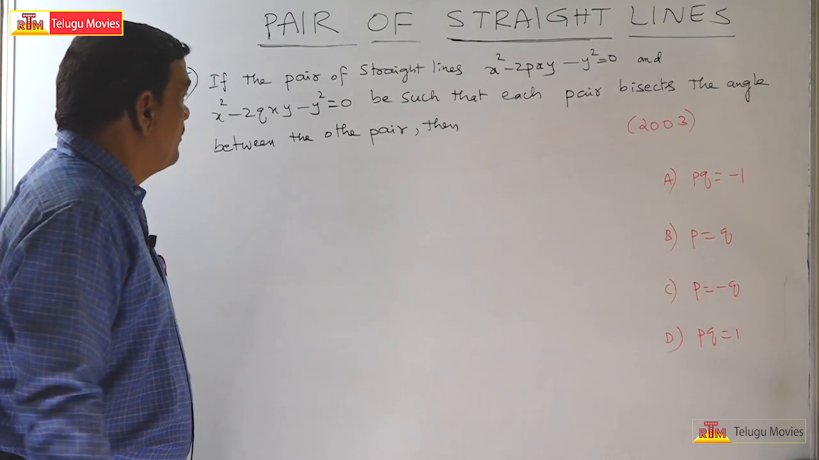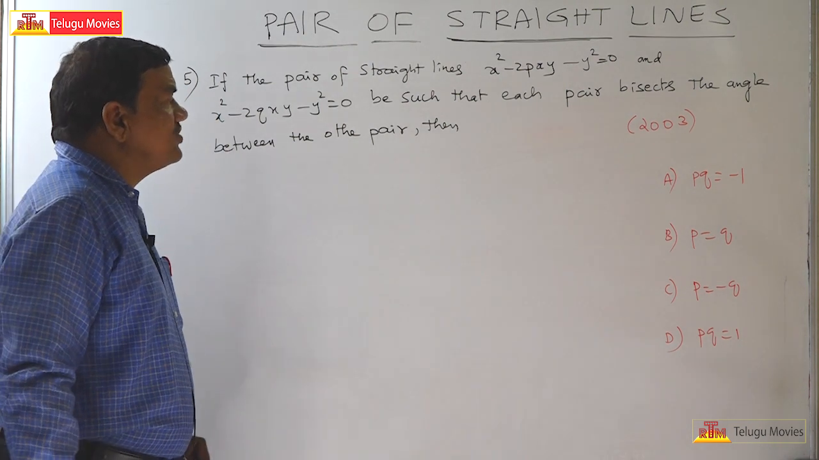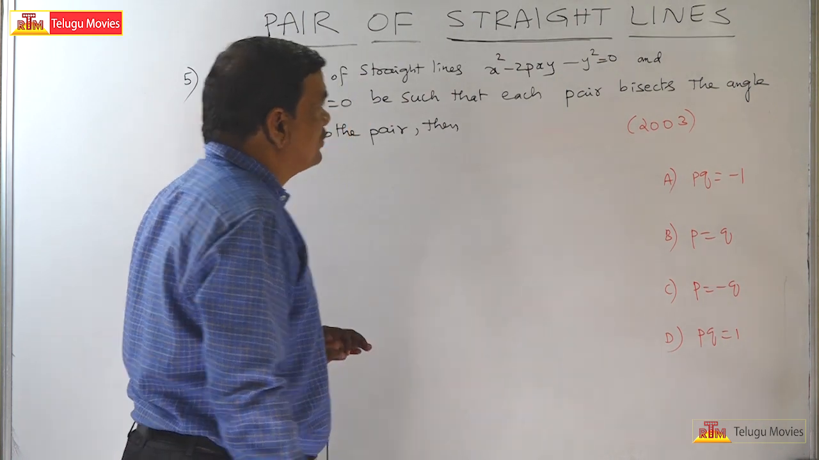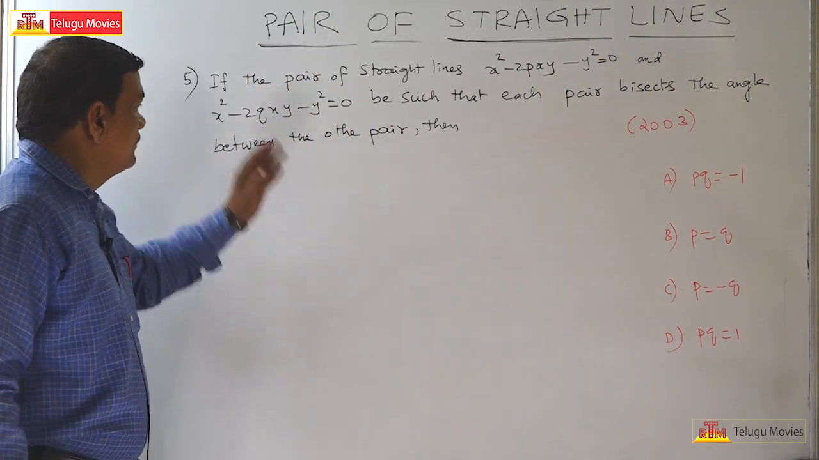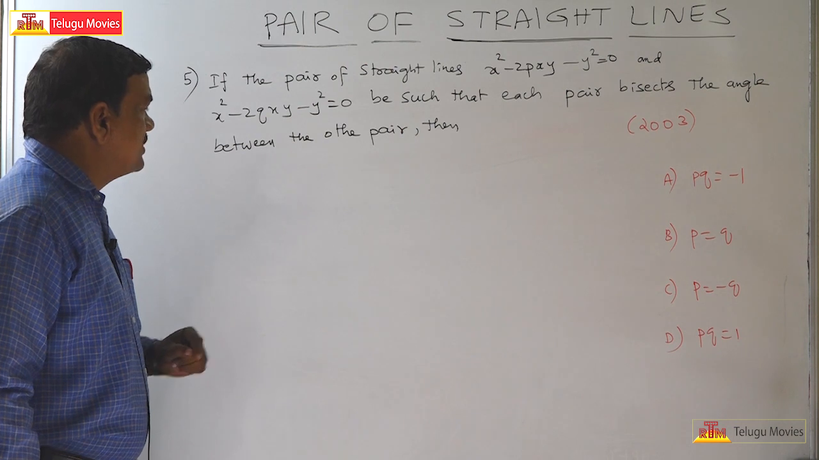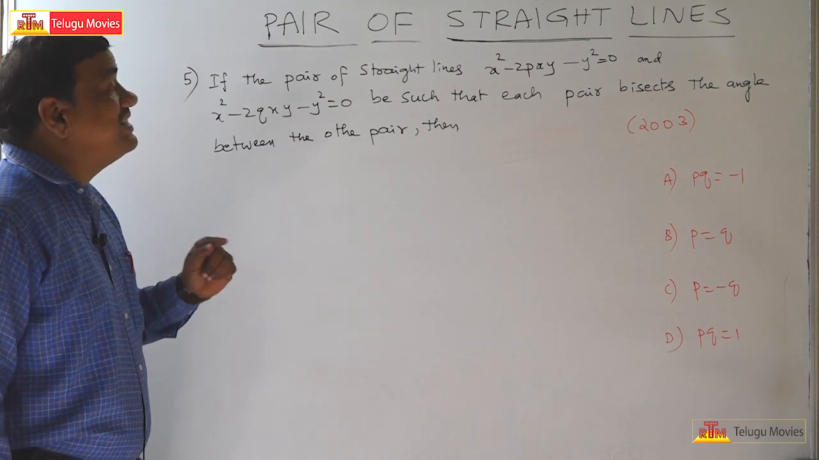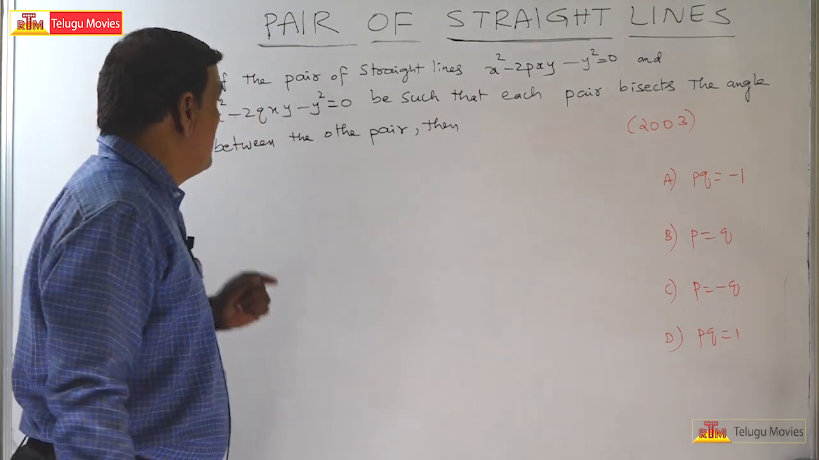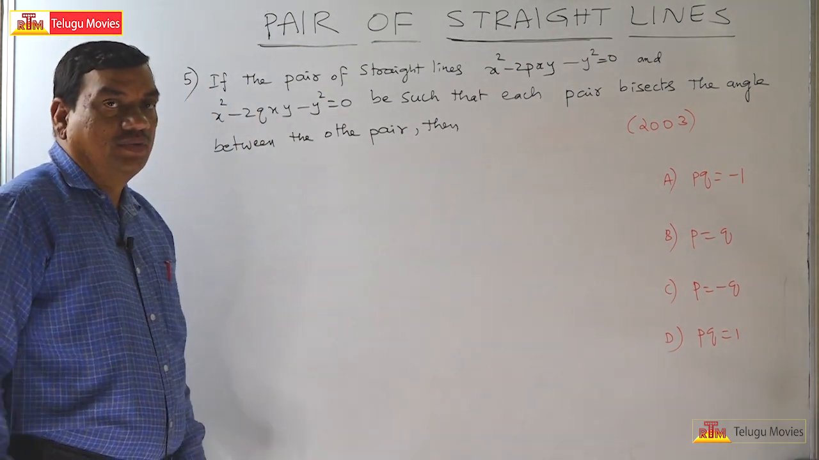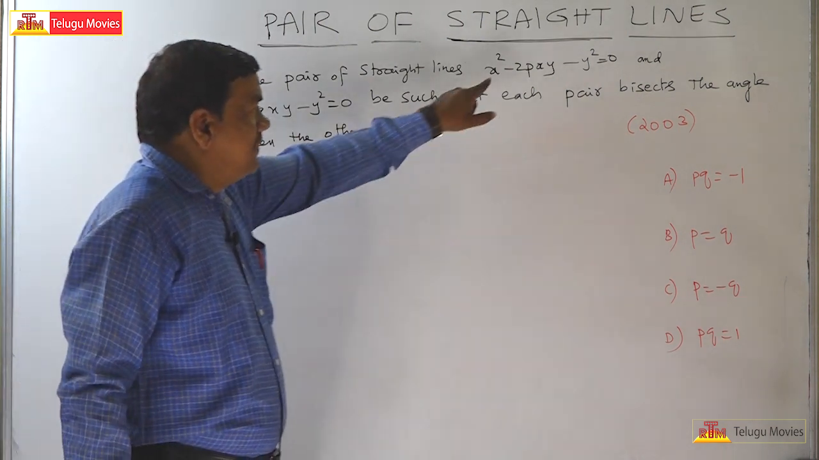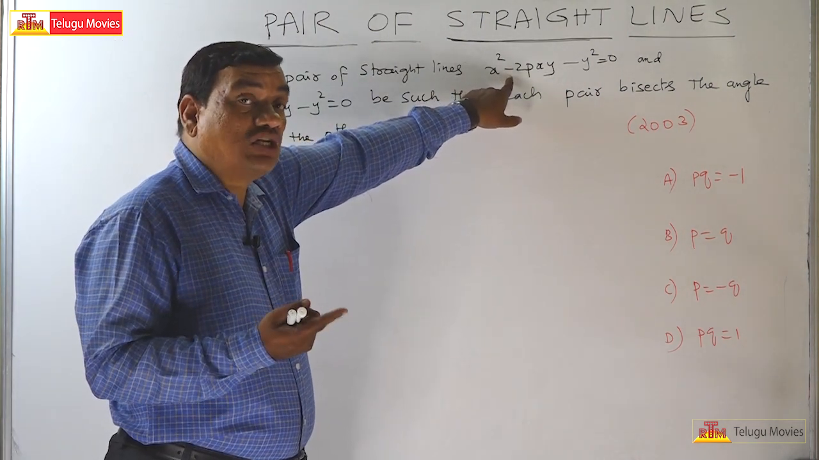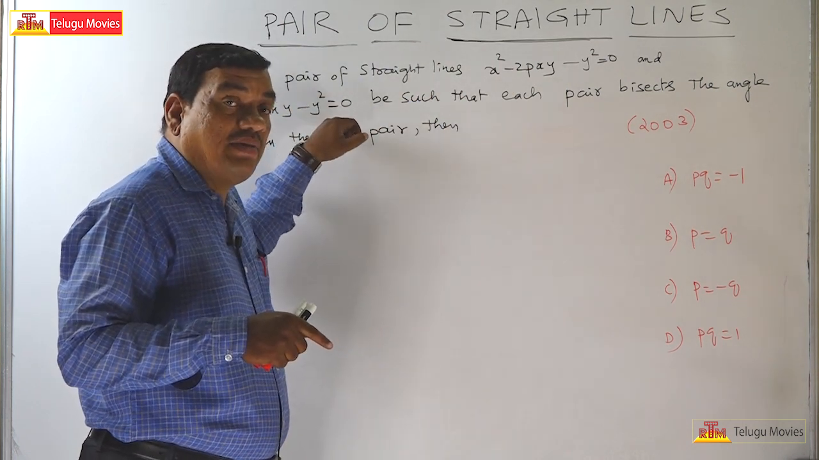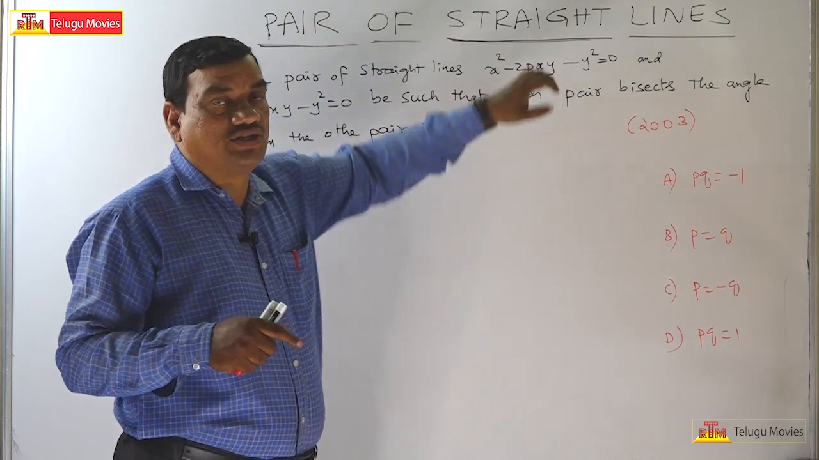Welcome to this problem. If the pair of straight lines x square minus 2pxy minus y square is equal to 0 and x square minus 2qxy minus y square is equal to 0 are such that each pair bisects the angle between the other pair, that means the pair of angular bisectors of the first equation is the second one, and the pair of angular bisectors of the second one is the first one.